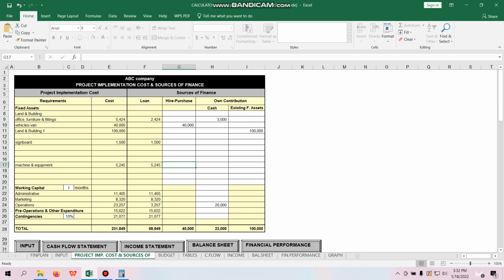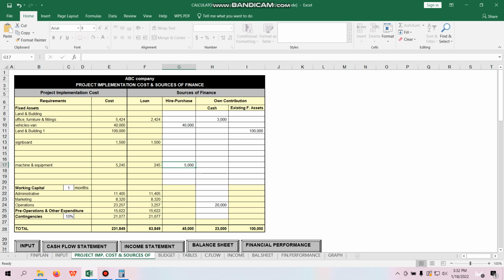Let's say you want to pay 5,000 by hire purchase, yes, you can. All right, but only these two, I mean the vehicles and also the machine, can be financed by hire purchase. Most of them are financed by loan or by cash, or the existing one. So it depends on your company attitude.